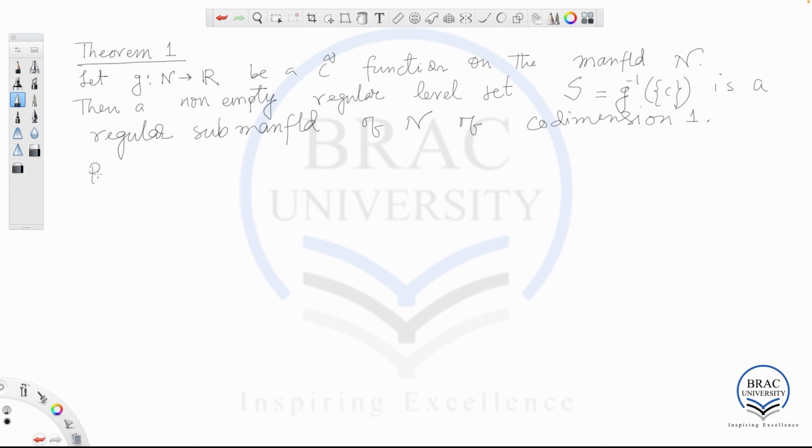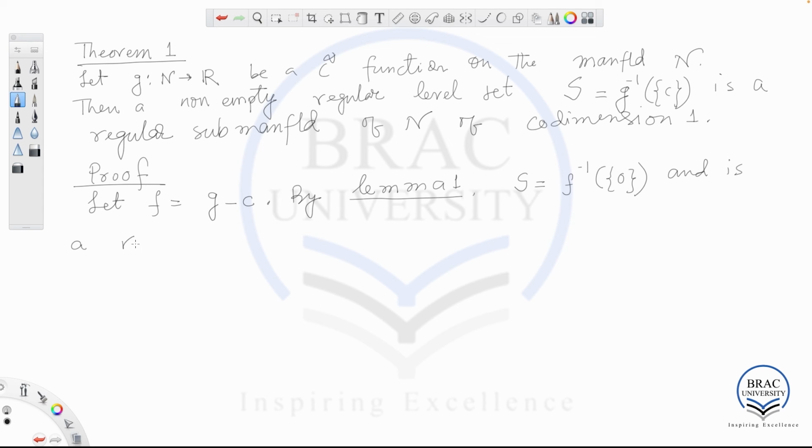Okay. Proof. Okay. Let f equal to G minus C. By lemma 1, S equal to f inverse of 0 and is a regular zero set of the function f.